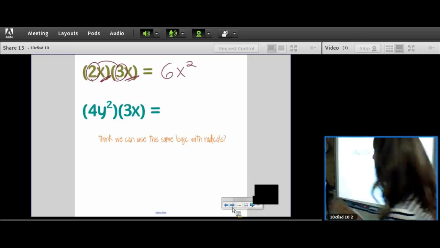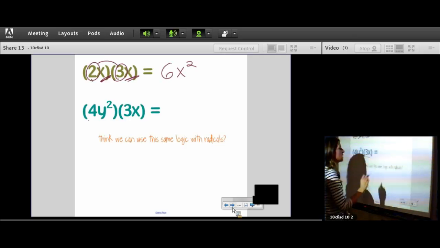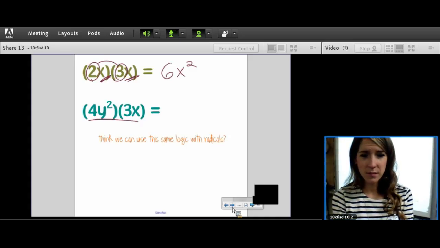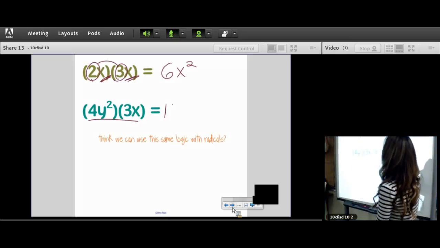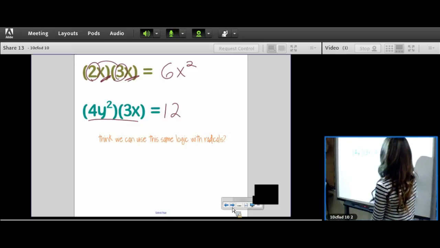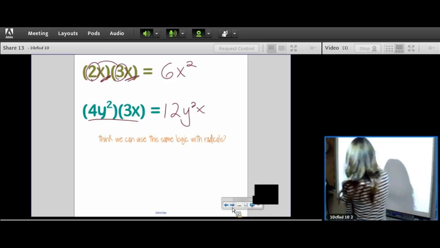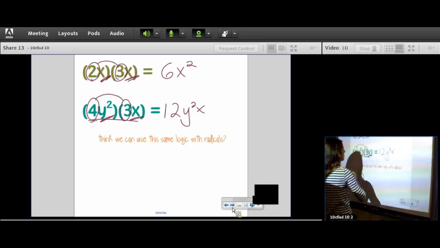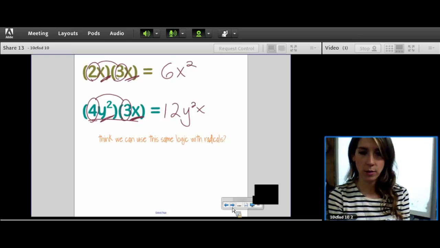Radicals work the same way. We'll do it on the next slide, actually. Let's do this one. Are we just not allowed to multiply them because they're not like terms? Actually, we can and should multiply them. 4 times 3 is 12. Y squared times x is just y squared. So the thing that we did here is we did the numbers on the outside separate from the variable. We were able to multiply those.